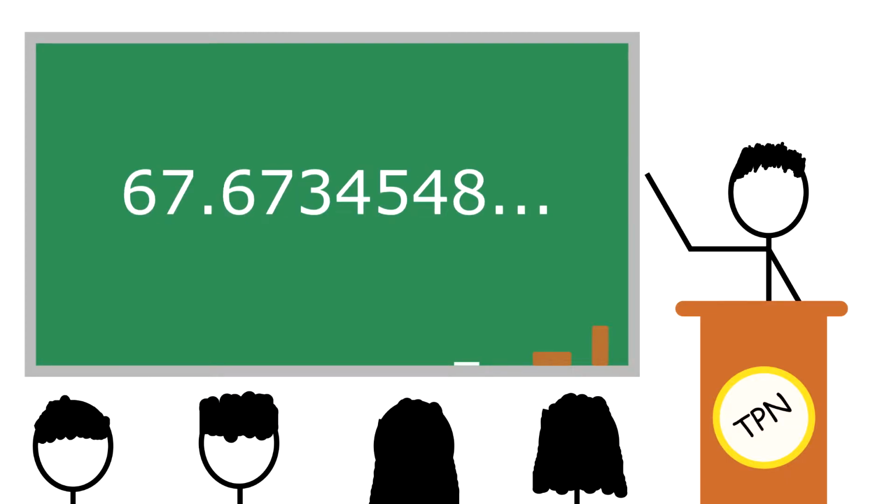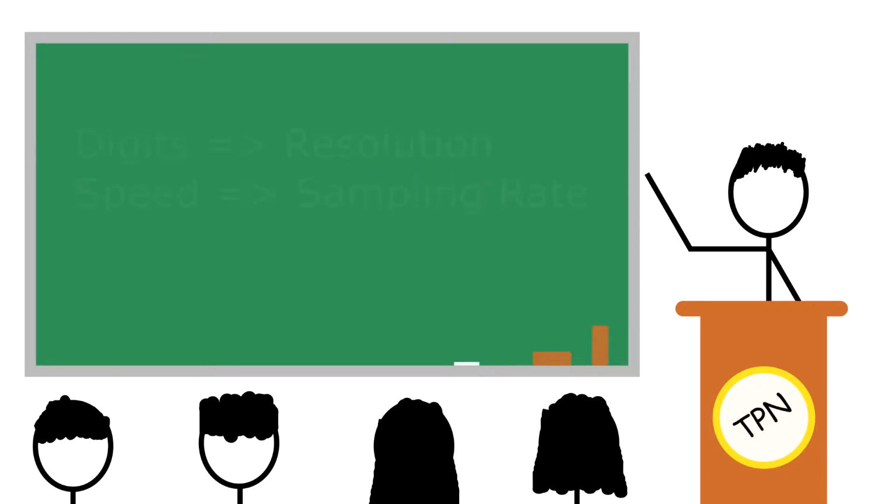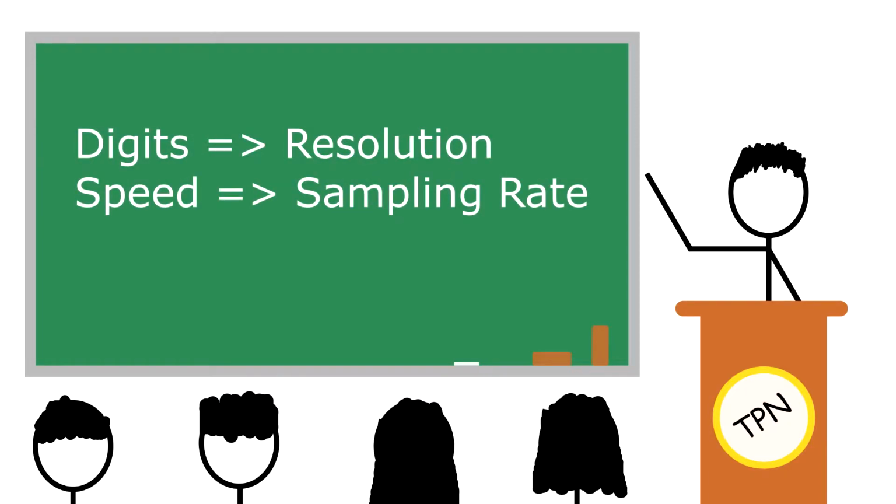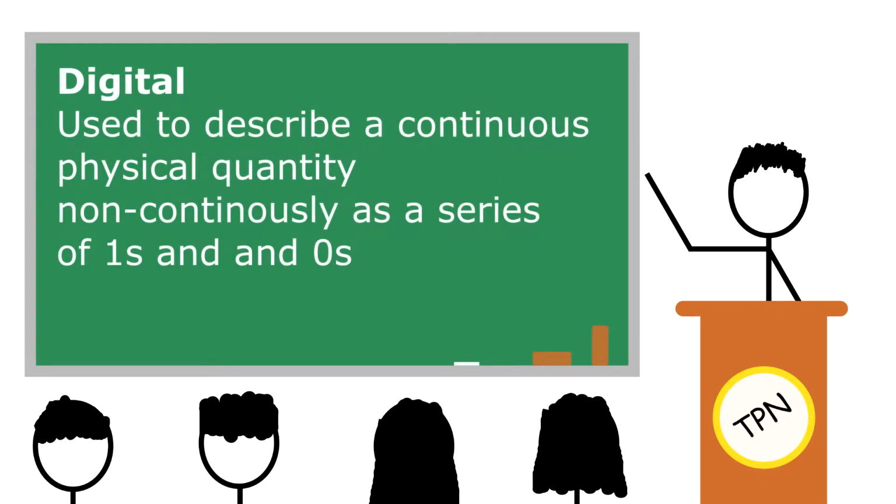In a computer's case, it has to deal with an infinite number of digits, and it has to record them while they are constantly changing, faster than our human eye can see. The number of digits is analogous to the 16-bit resolution, whereas the rate you are able to write down numbers is analogous to the sample rate. This limited resolution and non-continuous behavior is what defines digital information.